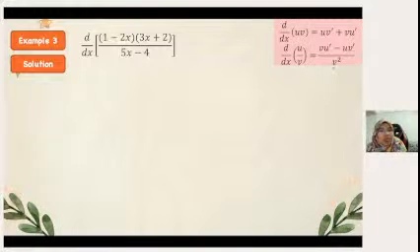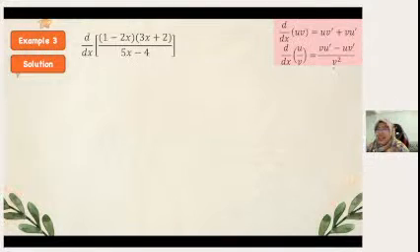Okay, differentiate 1 minus 2x multiply with 3x plus 2 over 5x minus 4. Okay, so what is the first thing that you see over here? The first thing that we see is that we got a fraction. So if you have a fraction, therefore you need to use a quotient rule. So that is the first thing. However, for your numerator, you actually have a product between two functions. Therefore, you need to use a product rule.